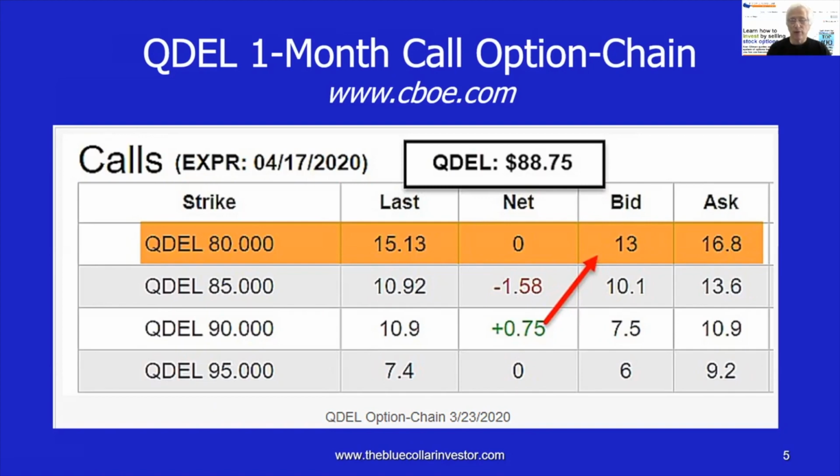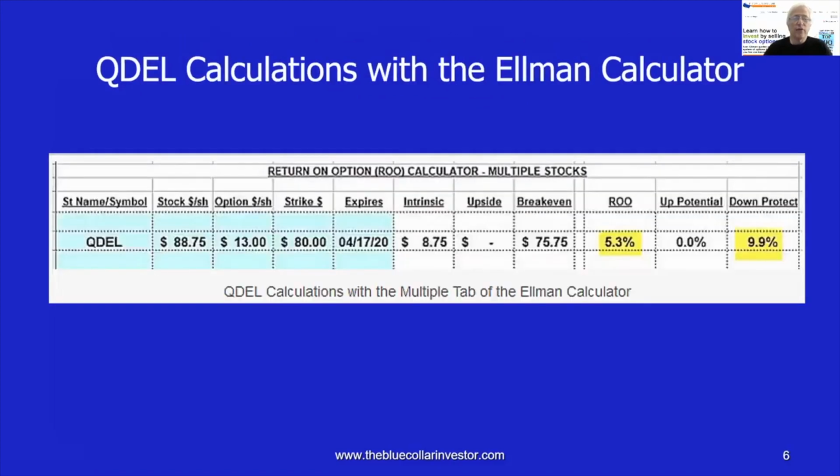$1,300 for the contract. Now, what we do is we take this information and feed it into the multiple tab of the Ellman calculator. And the following would be noted. The break even moved all the way down to 75.75 from 88.75. So that is a significant amount of downside protection. Now, the time value component of the $80 strike still generated a return on the option of 5.3%. This is a one month return.